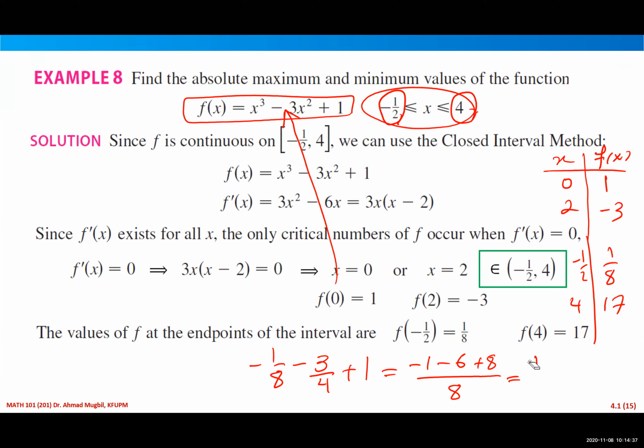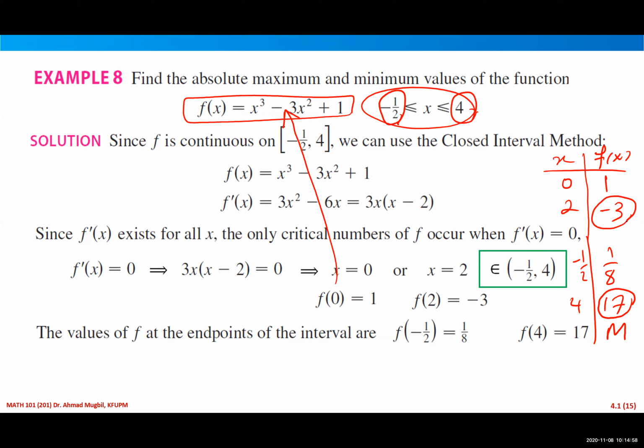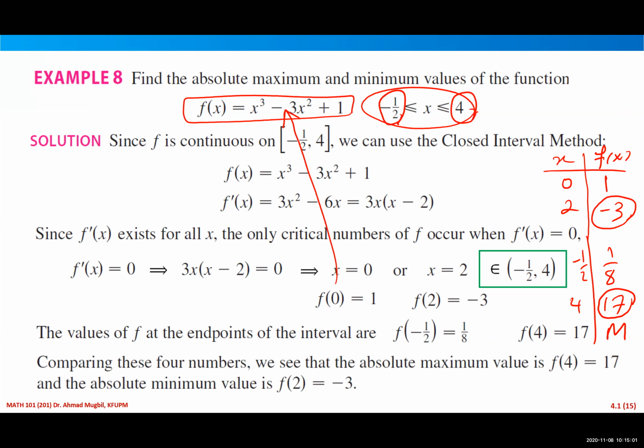Now, do you remember the last step? It was about what? Now you will compare these 4 values that you have. Which one is the biggest? 17. So this is the absolute maximum. And where is the smallest? Negative 3. So the absolute maximum is f at 4, which is 17. And the absolute minimum value occurs at 2, and it is negative 3.